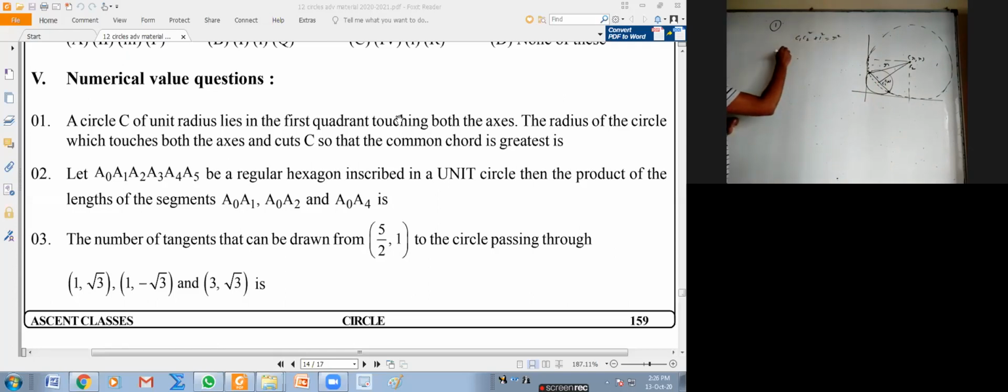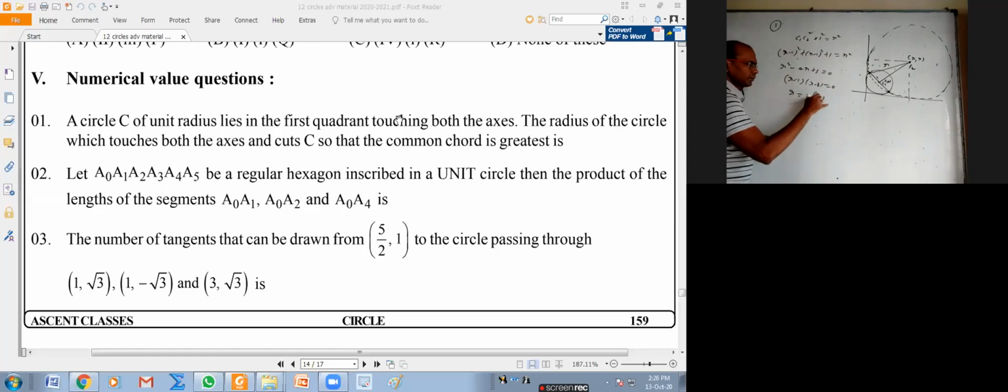And C1C2 squared is R minus 1 whole square plus R minus 1 whole square, plus 1 equal to R square, which is R square minus 4R plus 3 equal to 0. R minus 1 into R minus 3 equal to 0. We cannot take 1, we will take 3. All right, just quite similar to the one first mentioned.